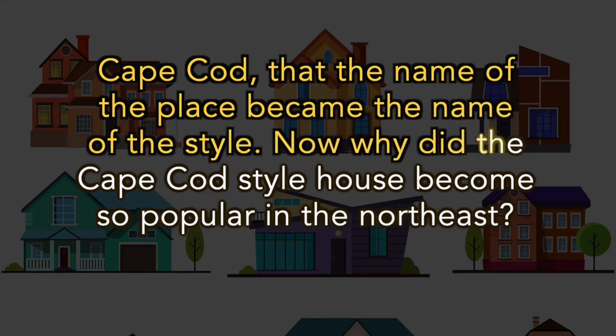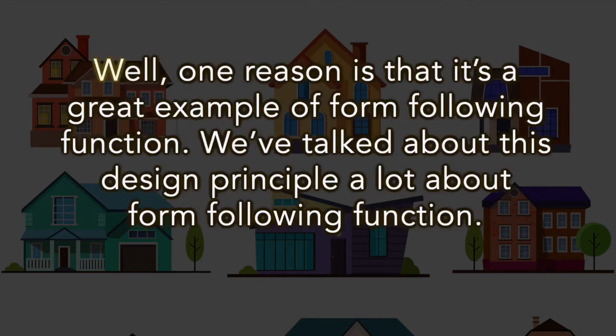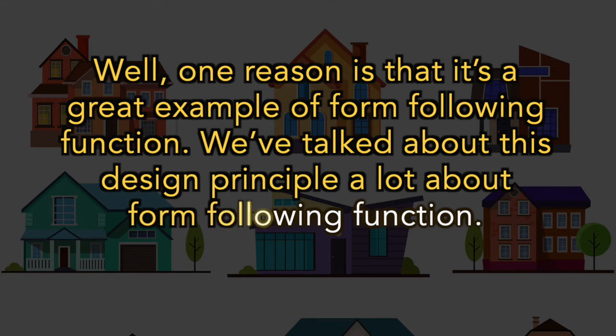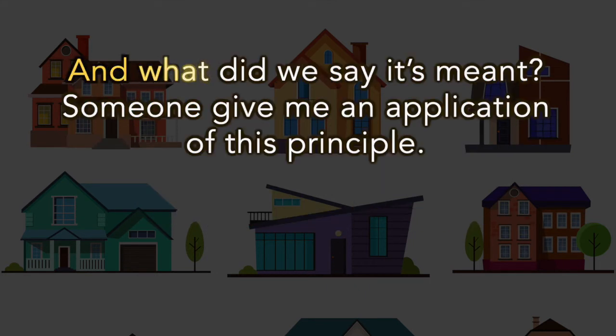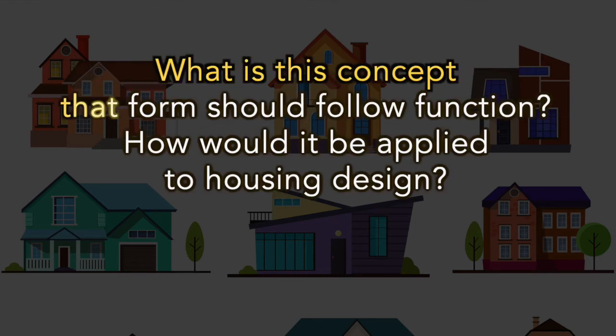Now, why did the Cape Cod style house become so popular in the Northeast? Well, one reason is that it's a great example of form following function. We've talked about this design principle a lot, about form following function. And what did we say it meant? Someone give me an application of this principle. How would it be applied to housing design?